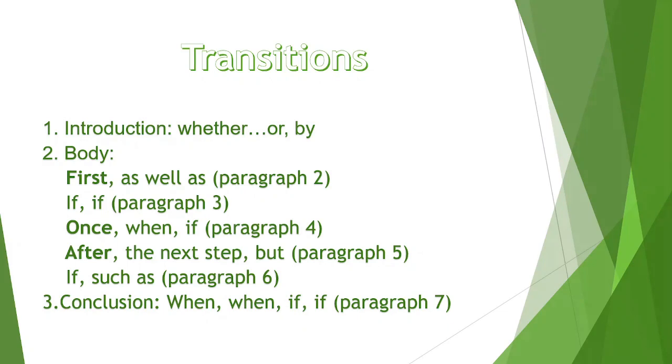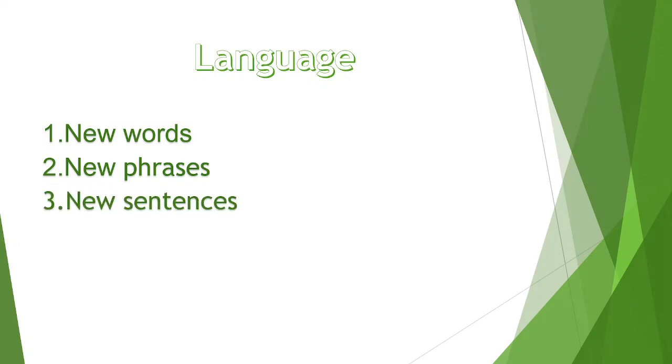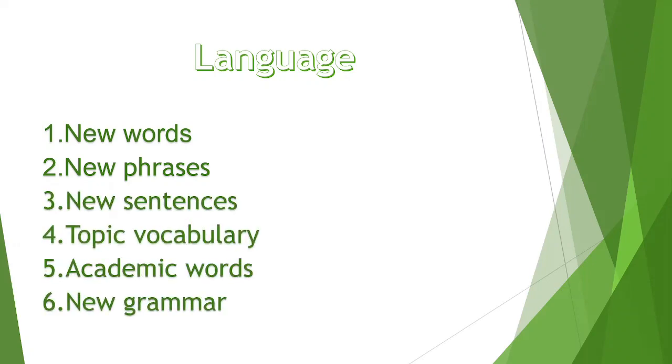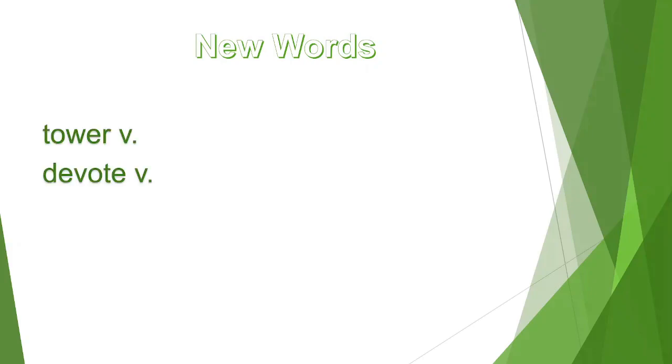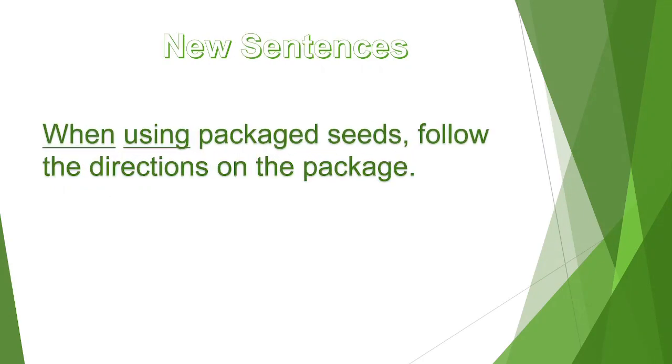Next, let's examine language. Basically, we are looking at six different items: new words, new phrases, new sentences, topic vocabulary, academic words, and new grammar. First, new words. If you want to learn how to learn a new word, please watch the video How to Learn a New Word. And new phrases. And new sentence. So this is a new sentence.